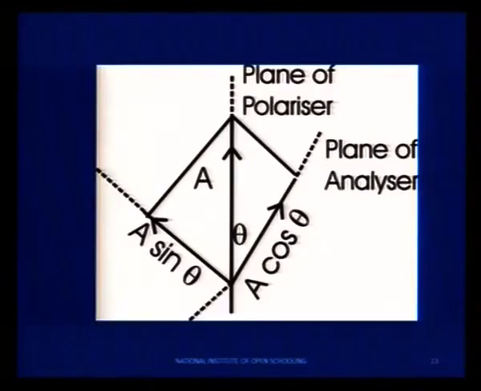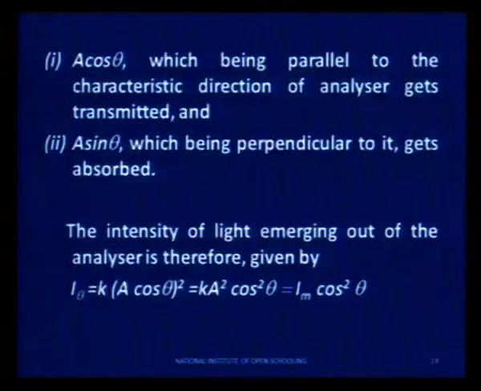These two components are A sin theta and A cos theta, and the plane of the polarizer you can see in the diagram. Now A cos theta, being parallel to the characteristic direction of the analyzer, gets transmitted, and A sin theta, being perpendicular to it, gets absorbed. So, the intensity of light emerging out of the analyzer is given by I is equal to k A cos theta squared, where k is the constant of proportionality, and it can also be written as I is equal to I naught cos square theta.